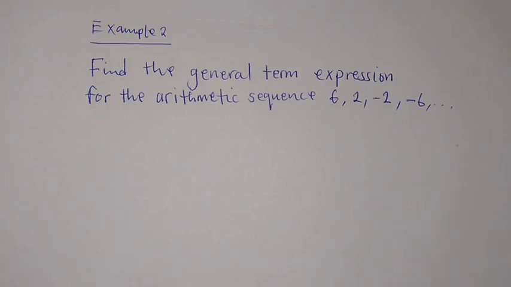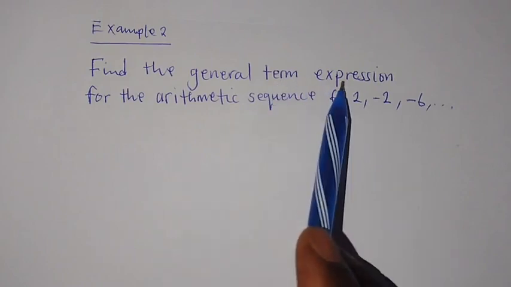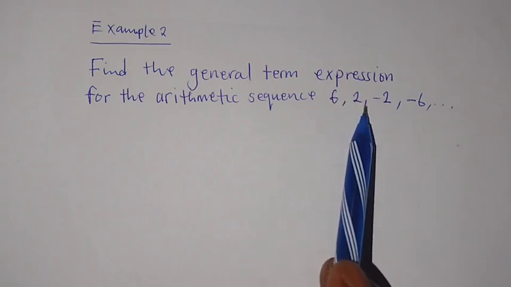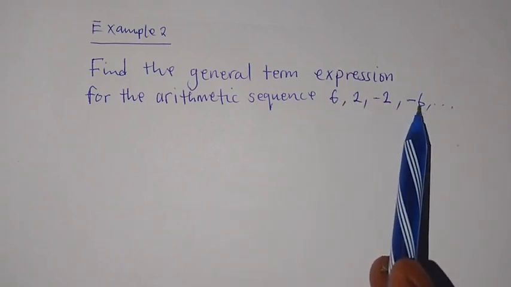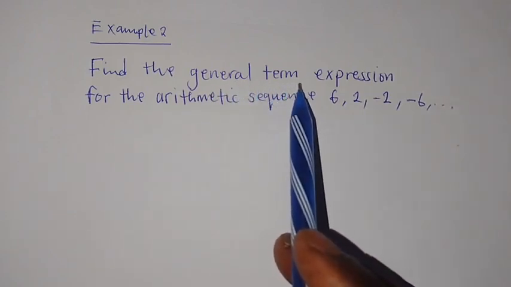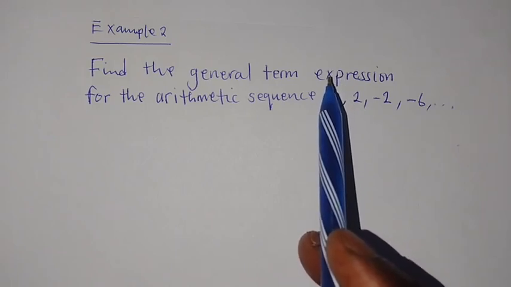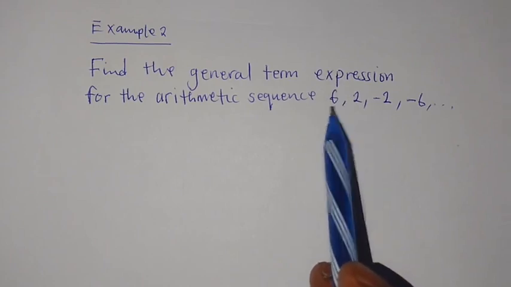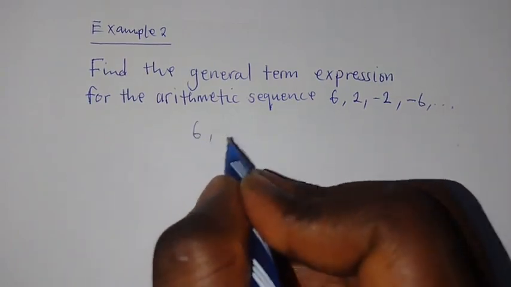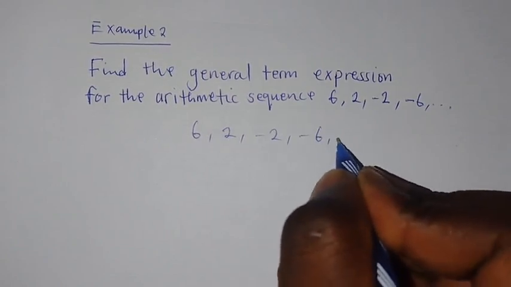All right, so this is another example. Find the general term expression for the arithmetic sequence 6, positive 2, negative 2, negative 6. So here we are asked to find the general term expression for the AP. This is the sequence: 6, positive 2, negative 2, negative 6.